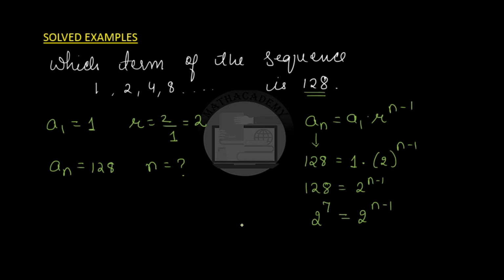We know the rule of exponents, that in an exponential equation, if on both sides of the equality you have numbers with the same base, then you can equate the powers. So 7 is equal to n minus 1, which gives n is equal to 8. So this means that 128 is the 8th term of the sequence. I hope this example is clear to everyone.